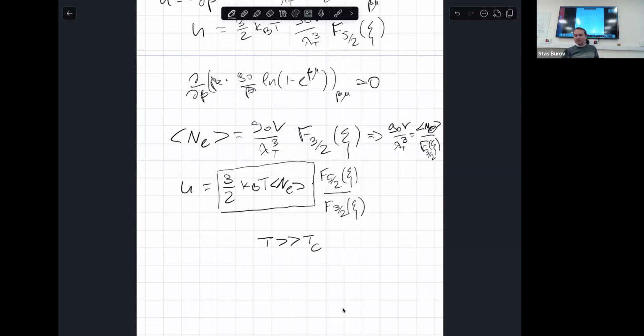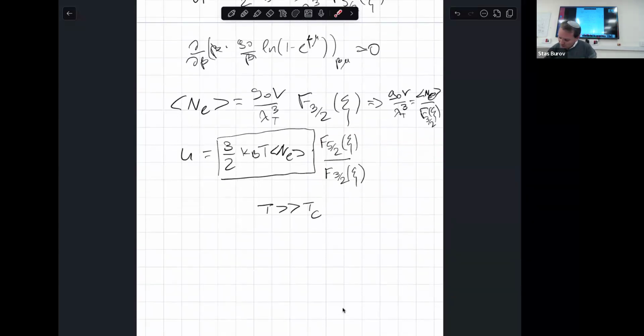It's exactly 3/2 k_B T multiplied by the total number of particles inside my system. And surprise, surprise, when I calculate this, I will see that it converges to 1, because what is this? This is F_{5/2} of e to the power βμ divided by F_{3/2} of e to the power βμ.